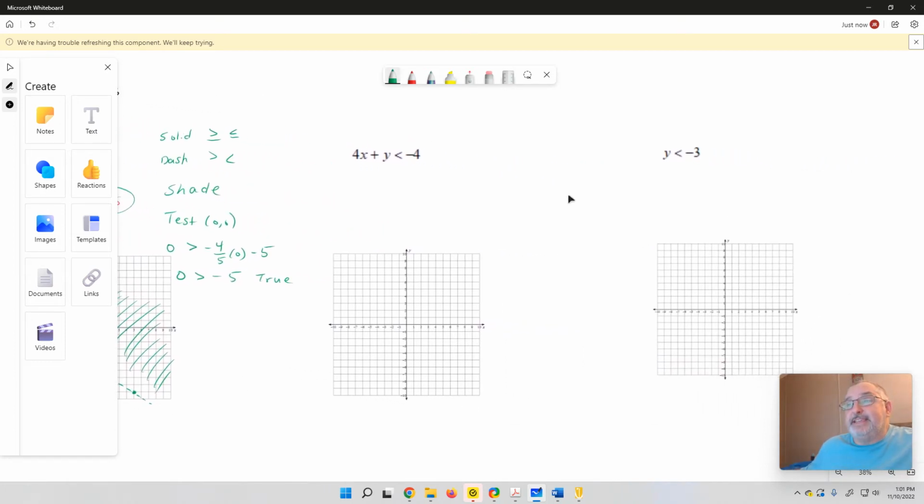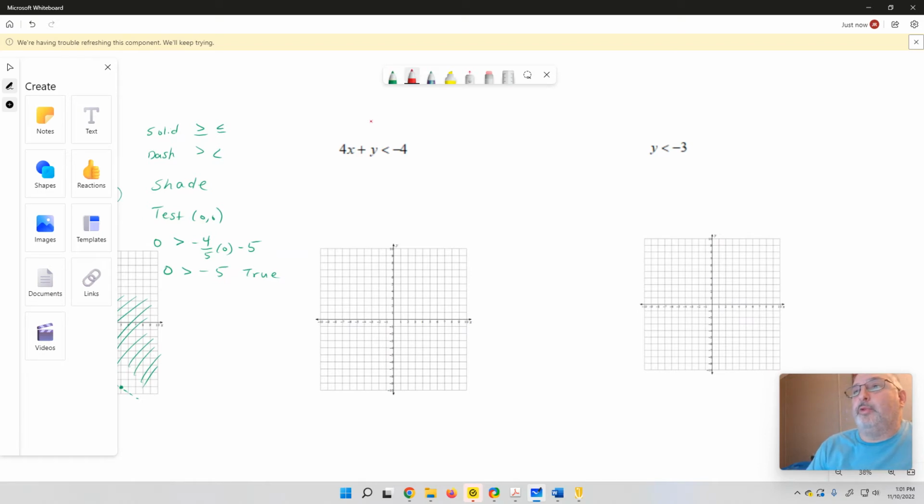So let's take a look at this next example. Now this form is standard form. So I'm going to use the intercepts method. That means I'm going to find the x and y intercept. So I set up two equations: 4x equals negative 4, and then y equals negative 4. That's going to give me my x and y intercepts. My x-intercept will be negative 1, so I find negative 1 on the x-axis and plot a point. I'm going to find negative 4 on the y-axis and plot a point.